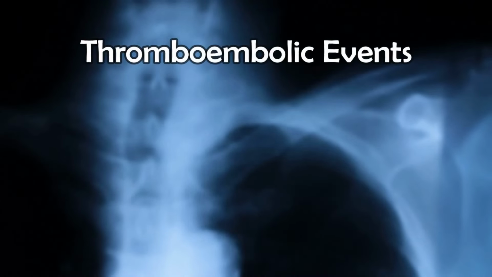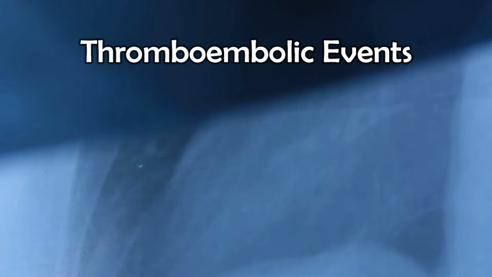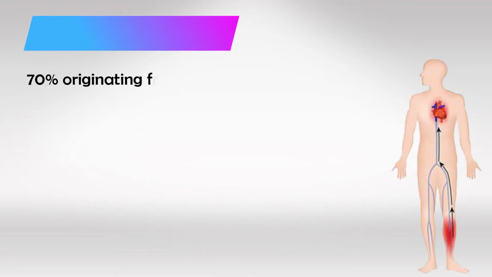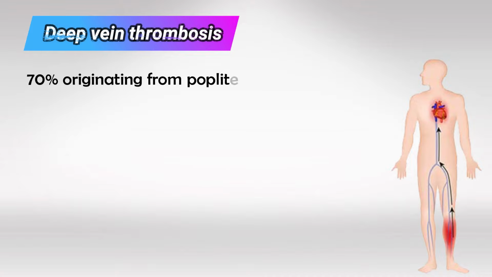Welcome back. In this video, I'll talk about deep vein thrombosis and pulmonary embolism. Deep vein thrombosis, or DVT, is very commonly associated with pulmonary embolism. They're often grouped together under the umbrella of thromboembolic diseases.